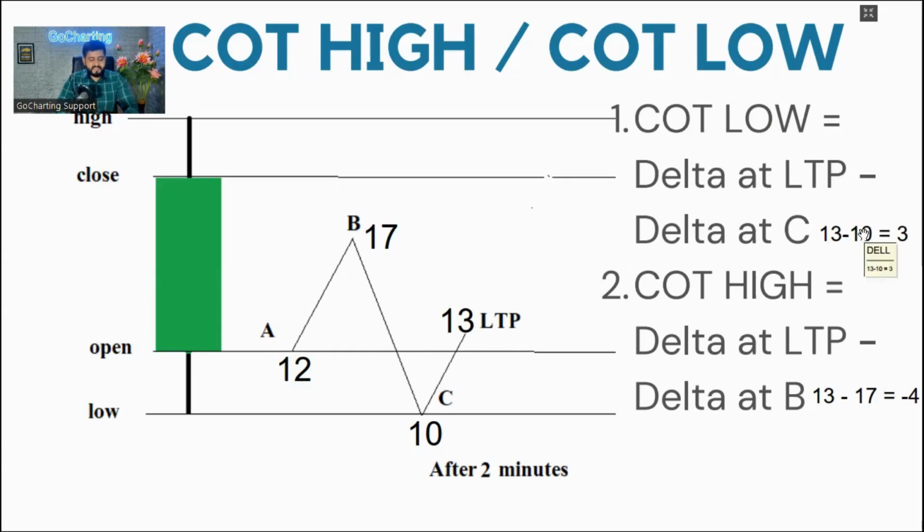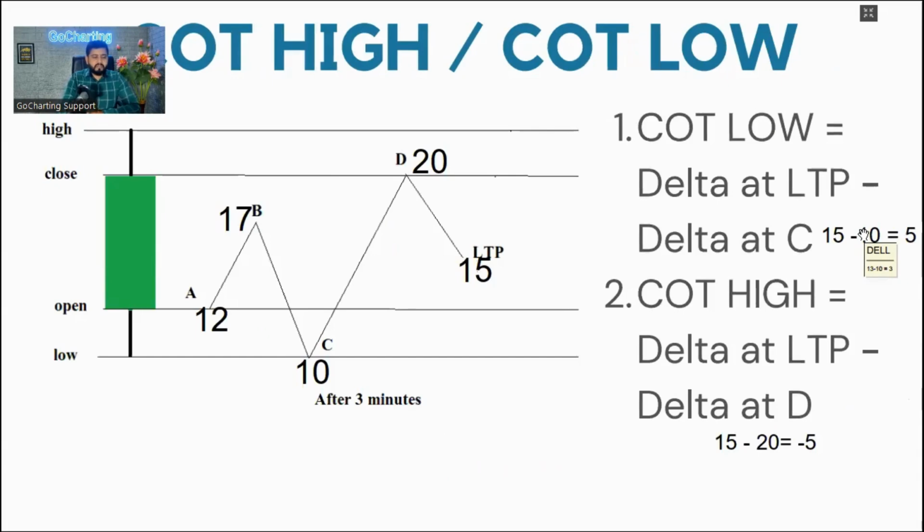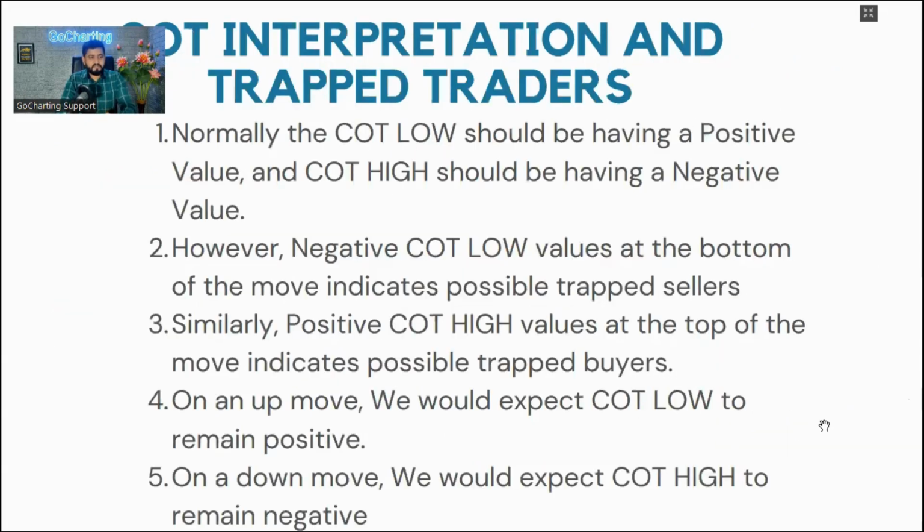Okay. Now let's take another scenario. Now the price has moved up to this level. Again, let's calculate the caught low and caught high. So caught low is delta at LTP, that is 15, minus delta at C. Why? Because the latest low is this. So it is 5. Now let's look at caught high. So caught high is delta at LTP minus delta at D. Why? Because now the latest high is D. So it is 15 minus 20, that is minus 5. So again, we are getting caught high as negative.